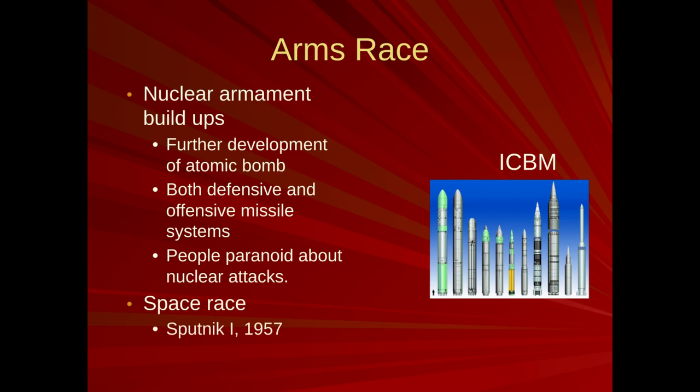The Soviet Union was the first to get into outer space with the launch of Sputnik 1 in 1957. The U.S.'s main accomplishment during this period was the Apollo missions, where we put a man on the moon for the first time in 1969.